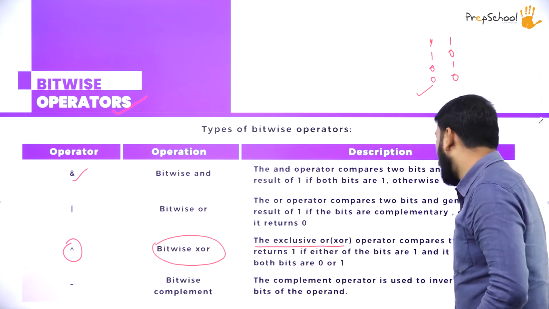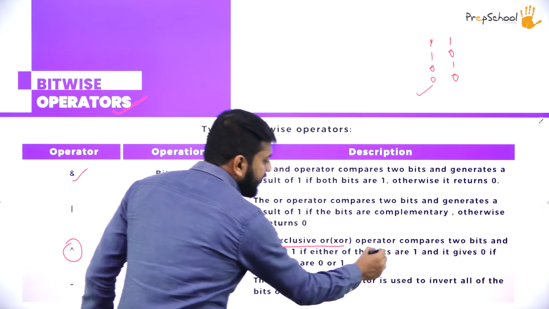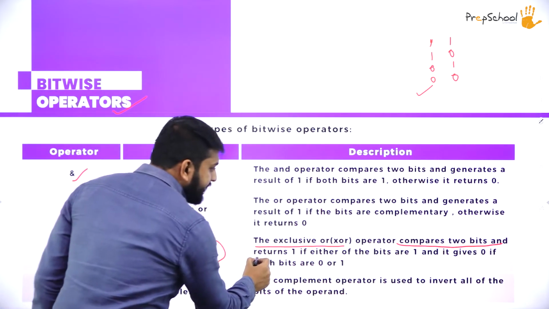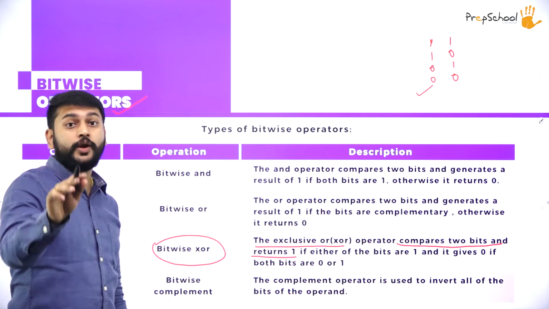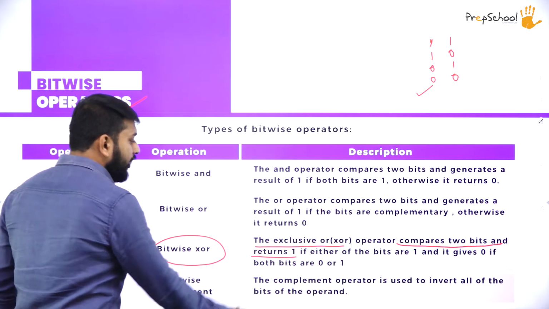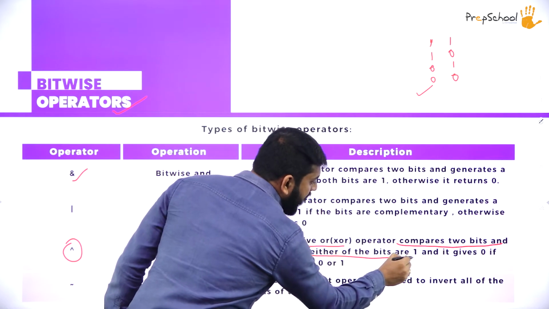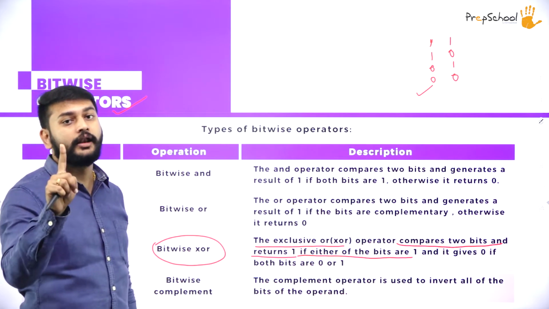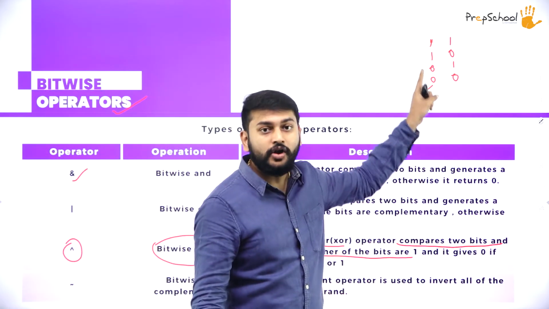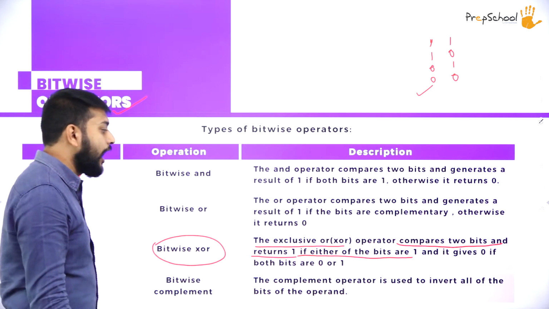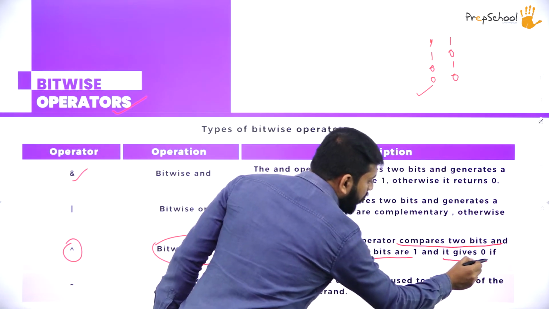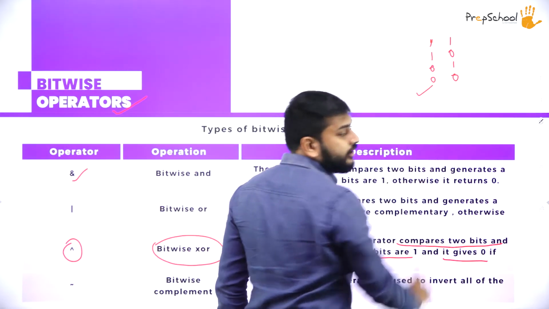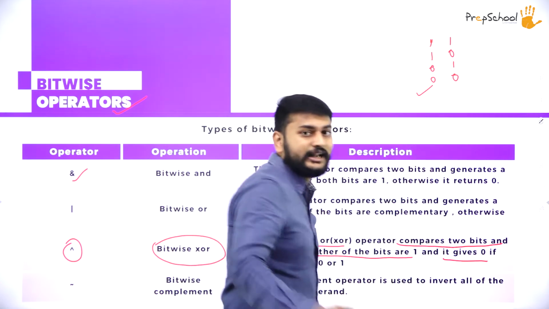When it comes to the exclusive OR operator, please understand, it compares two bits and it returns 1 if either of the bits is 1. Only then will it return 1. Otherwise, it gives 0. Any one of the bits should be 1, then only it will give you 1, otherwise it will give you 0.